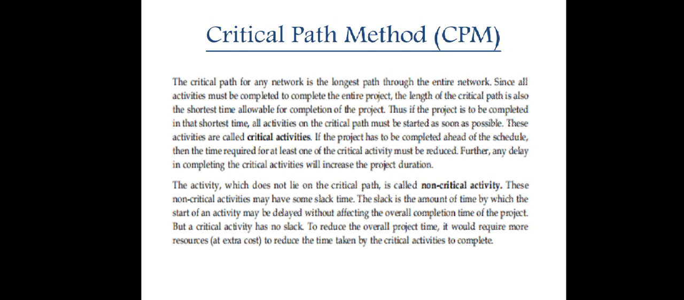In the critical path method, we identify one time estimate, whereas in PERT, we identify 3 time estimates. Since all the activities must be completed to complete the entire project, the length of the critical path is also the shortest time allowable for completion of the project. Thus, if the project is to be completed in the shortest time, all activities on the critical path must be started as soon as possible. These activities are called critical activities.